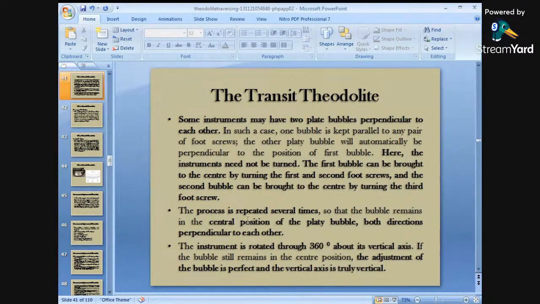The process is repeated several times so that the bubble remains in the central position of the plate bubble in both directions perpendicular to each other. The instrument is rotated through 360 degrees about its vertical axis. If the bubble still remains in the center, the adjustment of the bubble is perfect, and the vertical axis is truly vertical.